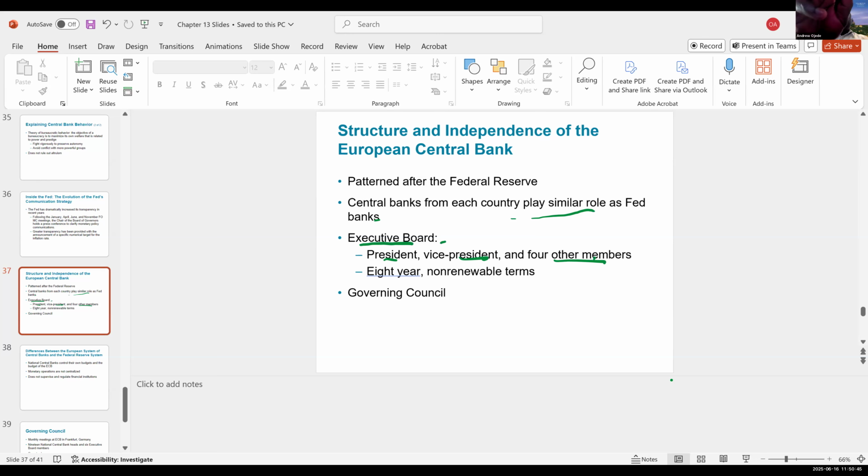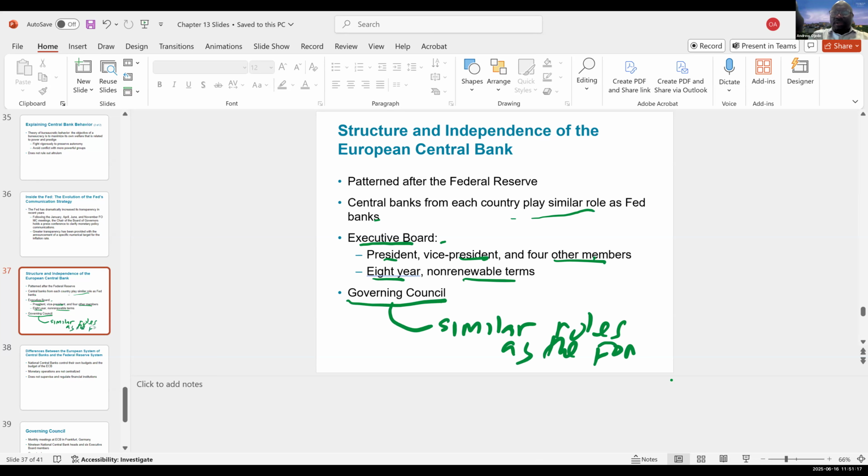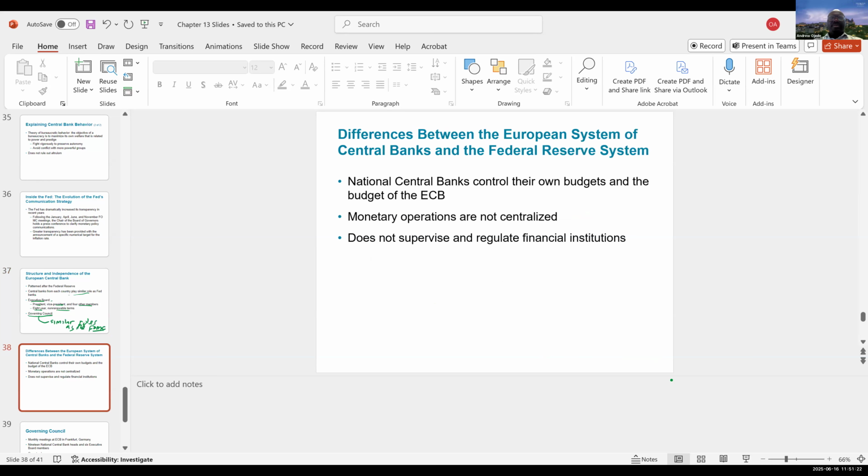Okay, and then the terms are 8-year non-renewable terms. That's a little bit of a cosmetic difference. For us, the board of governors each serve a 14-year non-renewable term. For them, it's an 8-year non-renewable term. So see, they patterned it after the Federal Reserve. And then the other thing they have in Europe is the Governing Council of the ECB. The Governing Council of the European Central Bank plays a similar role as the Federal Open Market Committee, the FOMC, which I talked about, our Federal Open Market Committee here. For them, they call theirs the Governing Council.